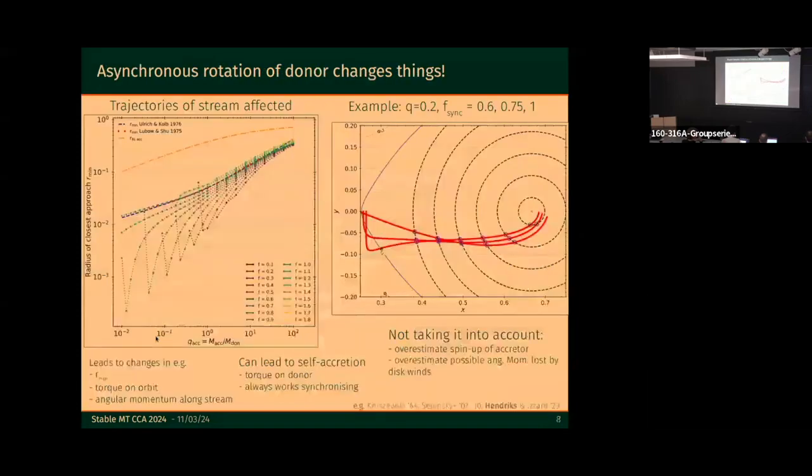And so indeed, I set up ballistic calculations in which I changed the synchronicity factor of the system, which basically means how fast the donor rotates compared to the orbit. A synchronicity factor below 1 is subsynchronous, so it rotates slower than the orbit. A lot of things changed: the radius of closest approach, the torque on the orbit, and things like self-accretion back onto the donor occur, but that's always synchronizing, so it's a sort of stabilizing effect. Not taking it into account will overestimate the spin up of the donor, among other things, but also overestimate how much mass we could lose through disk winds.